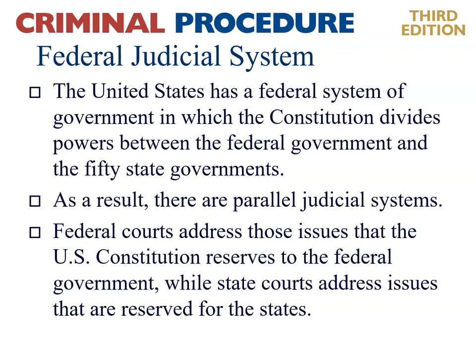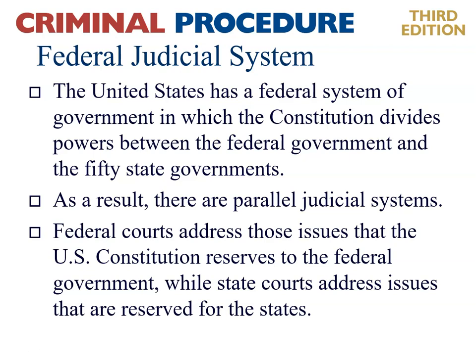So again, our study of criminal procedure primarily will involve reading federal and state legal decisions. And as we go into the next section, we're going to look at the structure of federal and state courts. Now, on the federal side, and I've got some diagrams here to kind of help you out. The federal judicial system, the United States has a federal system of government in which the Constitution divides powers between the federal government and the 50 state governments.